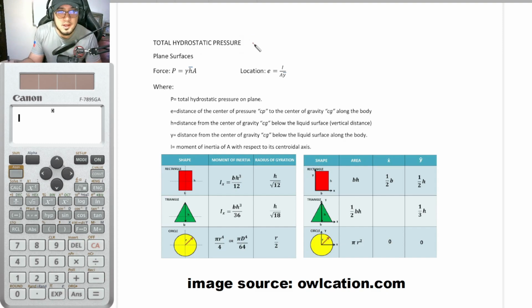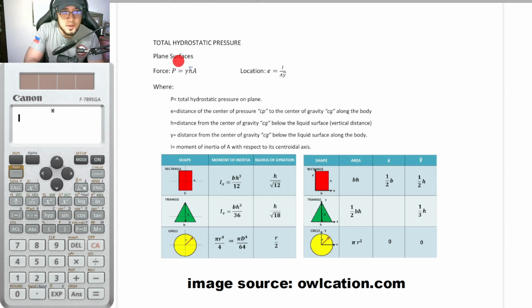So in this particular topic we would now be having two main formulas, which are the following. We have our force P and the location. So we have a new term called eccentricity here. As for the force P, this is basically gamma bar HA. So this is the formula that we will be using.